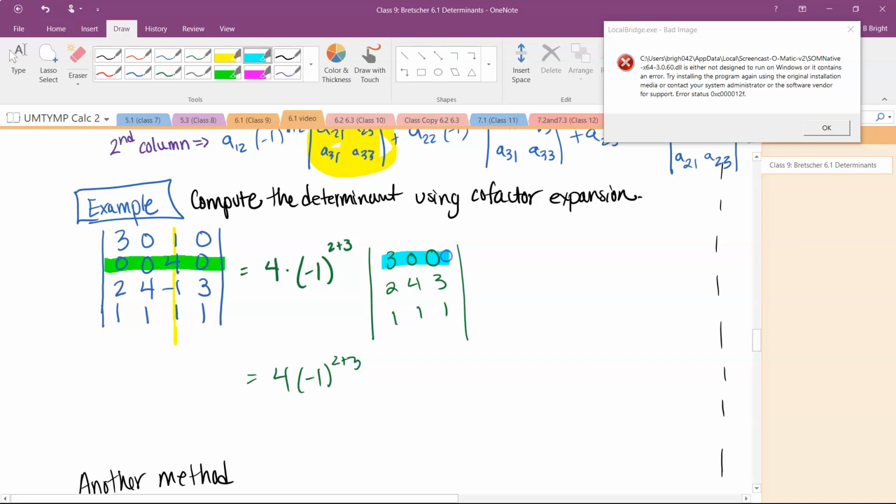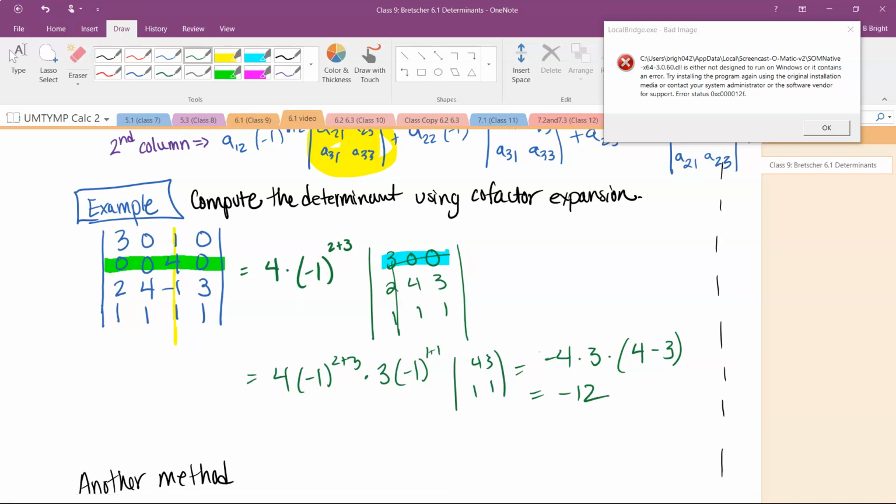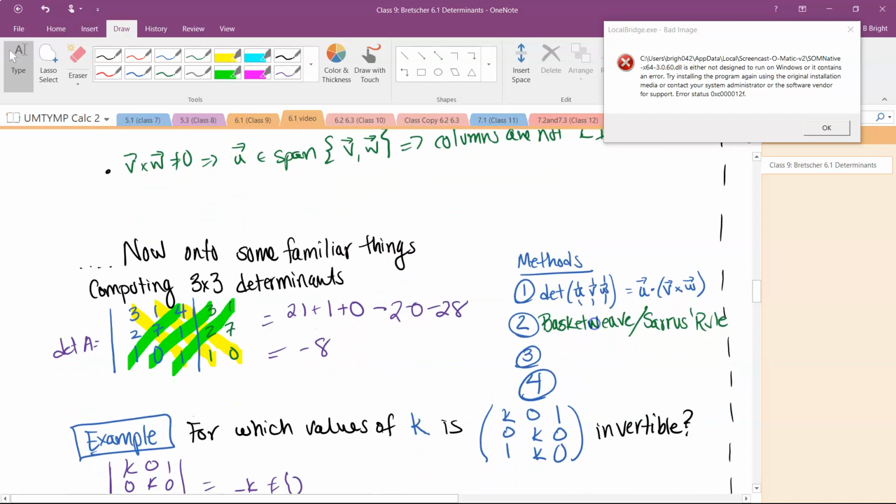For that one, I'm going to use the first row, so then I would multiply by 3 times negative 1 to the 1 plus 1, and then times the minor 4, 3, 1, 1, and so then I get, let's see, this is going to be negative 4, and then that'll be times 3, and then this is going to be times 4 minus 3, so then at the end I get minus 12.